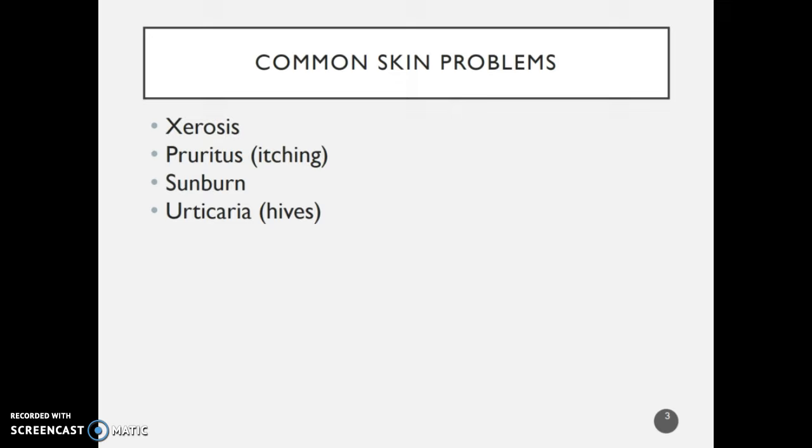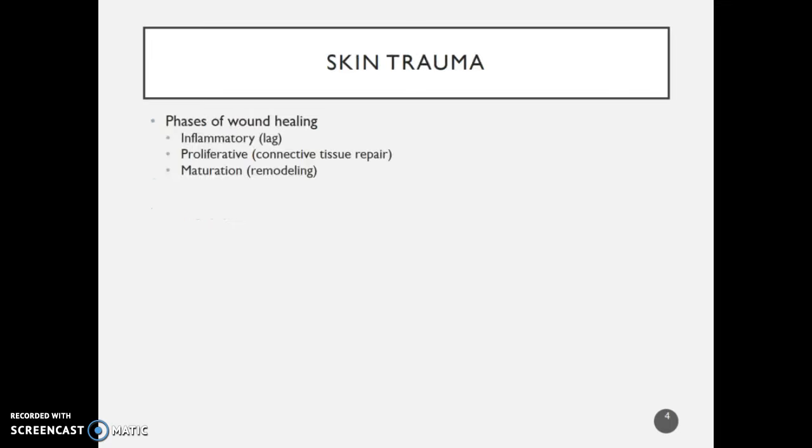These are just some common skin problems: xerosis, pruritus, sunburn, urticaria, and you'll see terms like this in the chapter that deal with specific ailments. Make sure that you're trying to commit to memory some of those terms. You will see them again, particularly in history and physicals. They may not say hives, they may say urticaria, and then you're thinking, what is urticaria? So terms are important because you are going to come across those quite a bit.